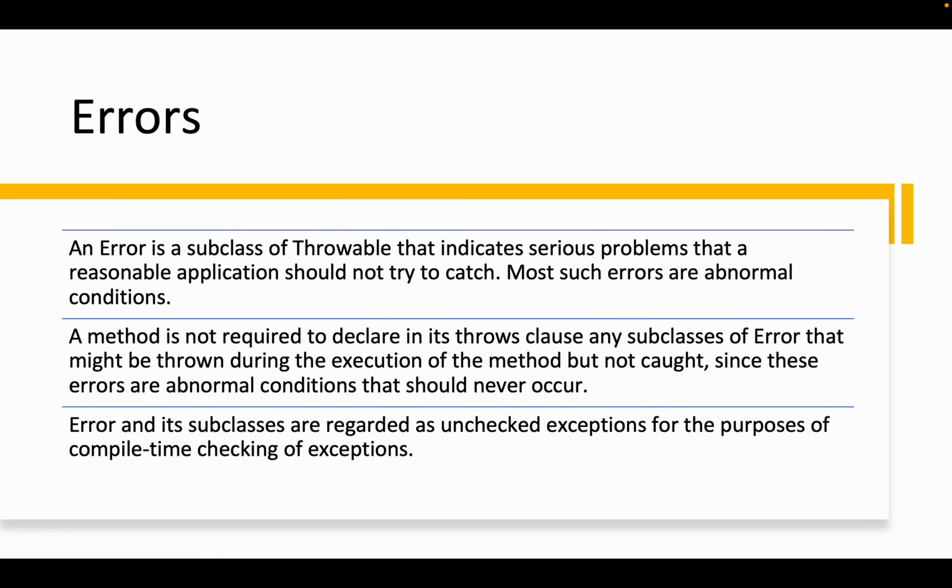Then we have errors. So an error is a subclass of throwable, as we saw in the hierarchy, that indicates a serious problem that a reasonable application should not try to catch. Most such errors are abnormal conditions. A method is not required to declare in its throws clause any subclasses of error that might be thrown during the execution of the method, but not caught, since these errors are abnormal conditions that should never occur. An error and its subclasses are regarded as unchecked exceptions for the purposes of compile time checking exceptions.